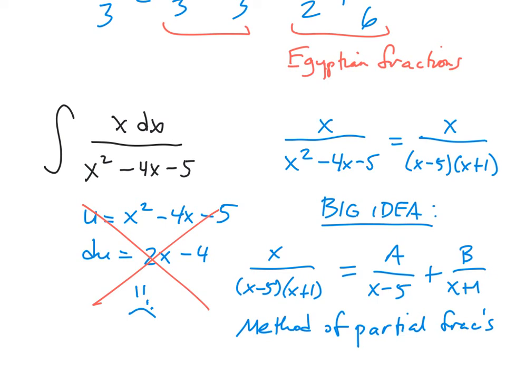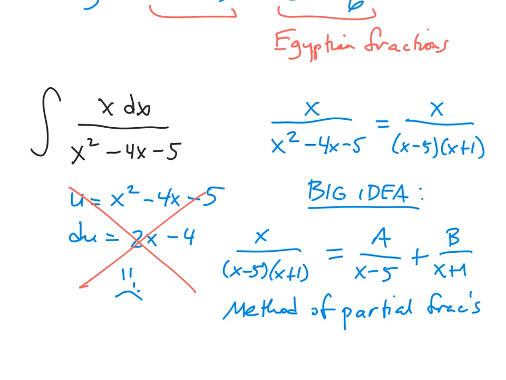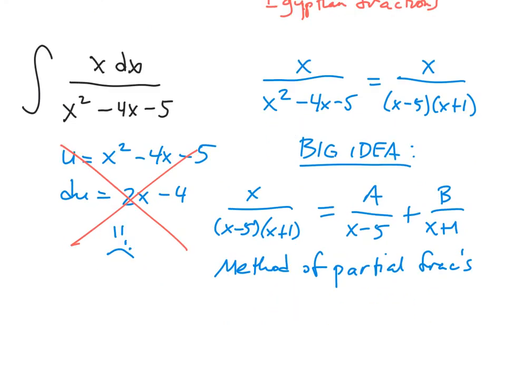So we're going to try and figure out if we can write this rational function as a sum of some constant over x minus 5 plus some constant over x plus 1 by choosing the right constants a and b. So the question is, what are the right choices of a and b?